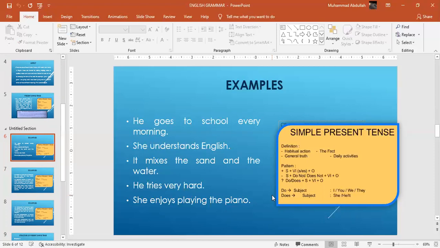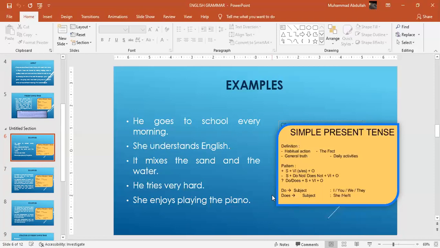So there are two categories of subjects, and one is she, he, and it. The other is I, you, we, and they, or any other plural subject, with which we will use first form of the verb, not the S form of the verb in a simple sentence, and do not in a negative sentence, and do again at the beginning of a sentence in an interrogative sentence.